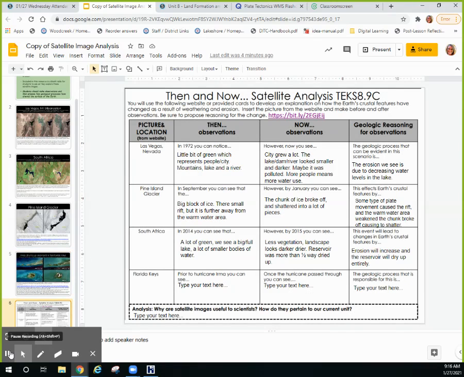So we're going to continue to fill out our graphic organizer, and then you guys just complete the check for understanding, where you look at satellite images and you answer a question to show that you're correctly interpreting and analyzing them.